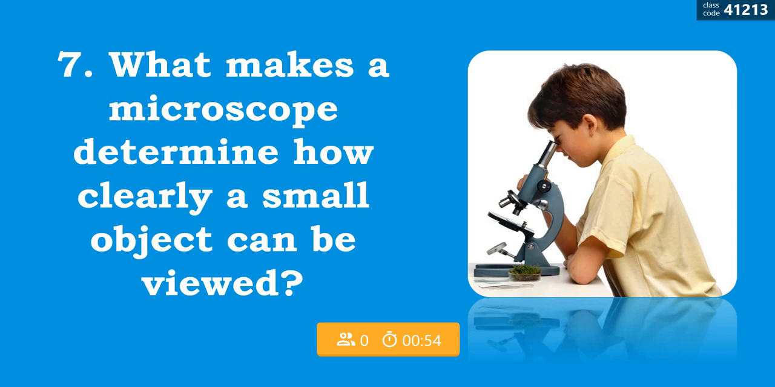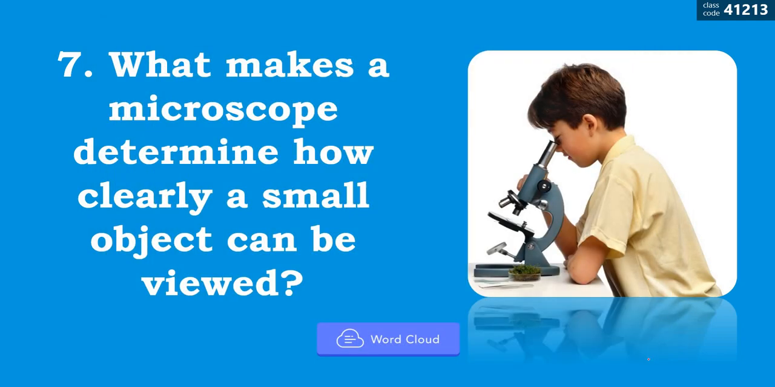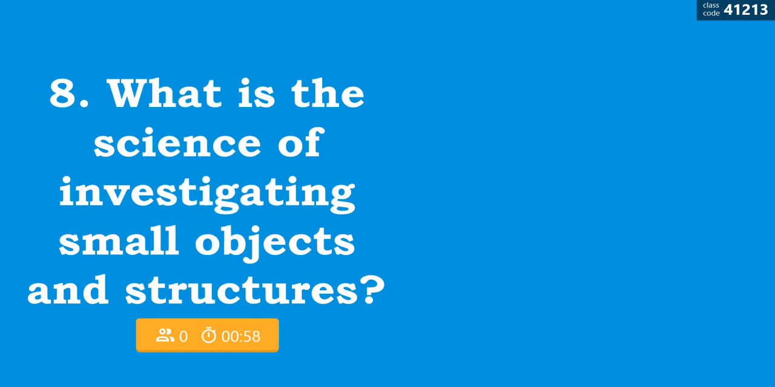What makes a microscope determine how clearly the small object can be viewed? This is identification. Okay, let's have the answer. The correct answer for this is magnification and resolution. Okay, let's proceed with question number 8.